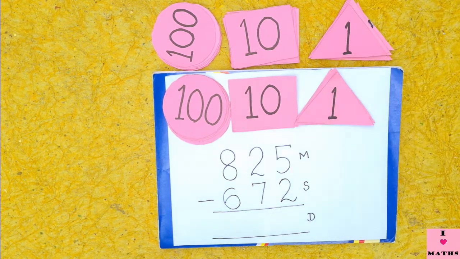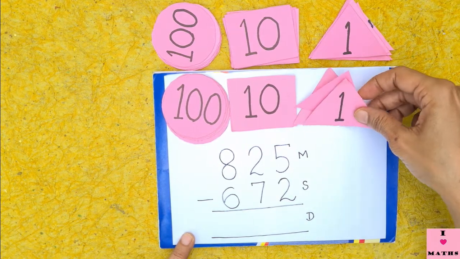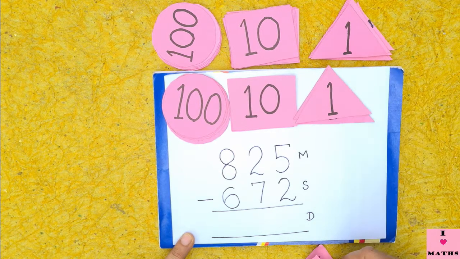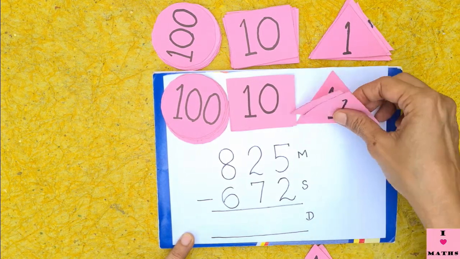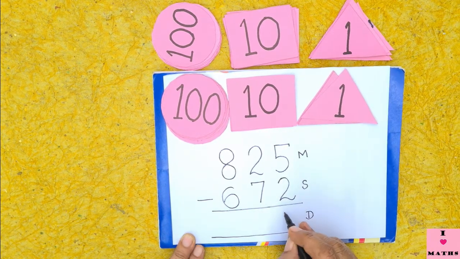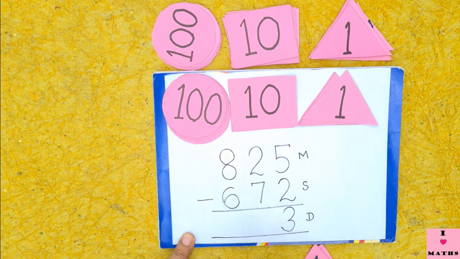Okay, now we have to subtract 2 from 5. Now I will take out 2 cards out of these 5 cards. Okay, 1 and 2. I have taken out 2 cards. How many cards are left? Only 3. So at the ones place, I will write 3. Let us move to the tens place.